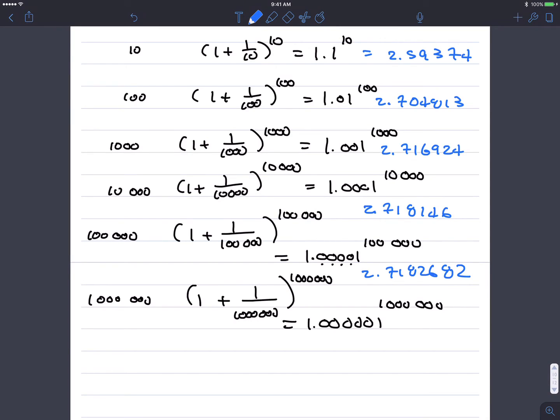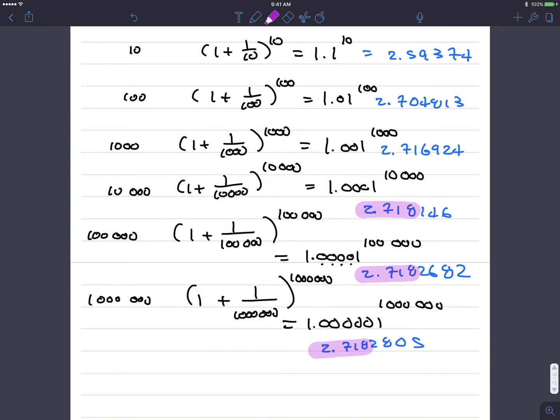What do you guys notice? Anybody notice anything interesting? Do you see any numbers that are starting to be repeating? Okay, let's try this next one. 1 point, 5 zeros, 1 raised to the 1 followed by 6 zeros. You know what you get here? 2.718285. The point I'm making is, what is starting to repeat?